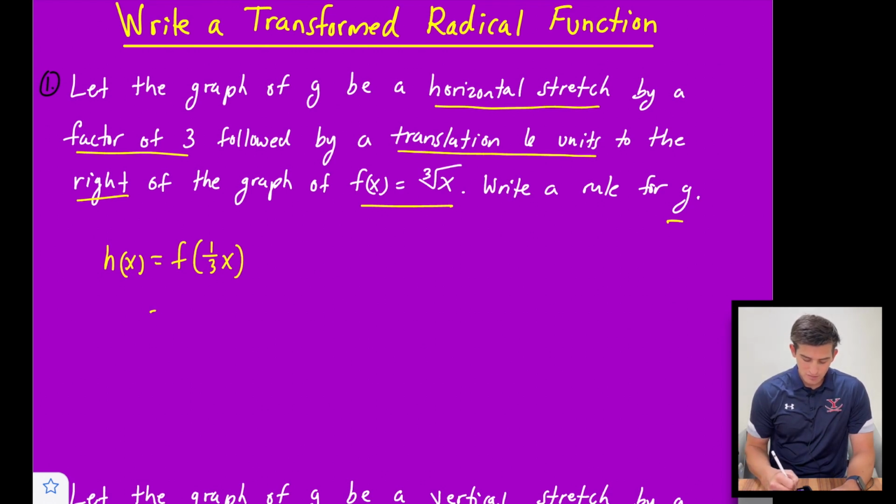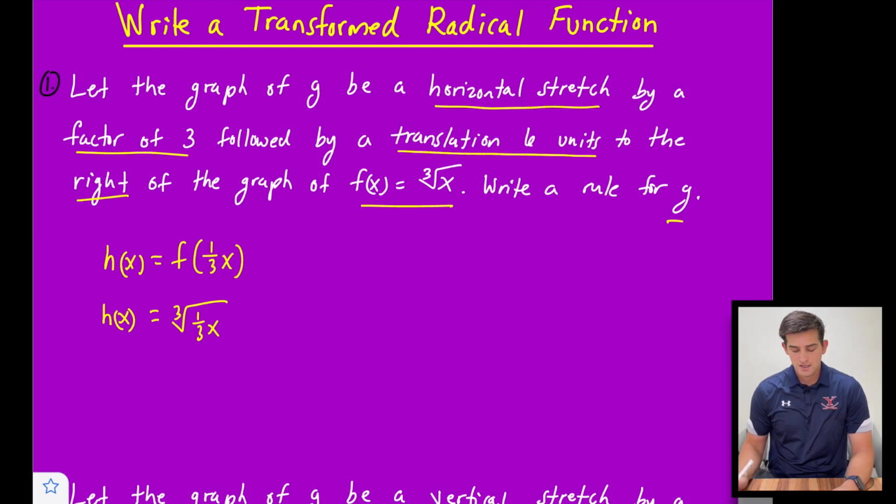Now let's input our f of x function. f of x was the cube root of x, so this is going to be the cube root of not x, but 1/3 x. So h of x is equal to the cube root of 1/3 x. This is us applying the horizontal stretch by a factor of 3. Now we can do our translation 6 units to the right.